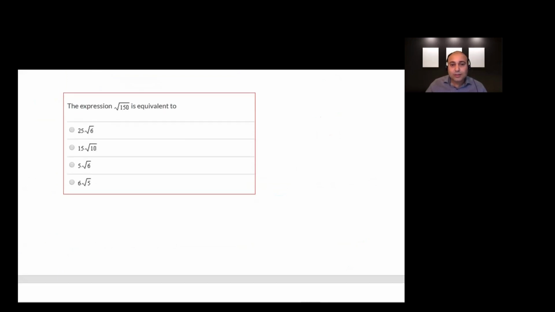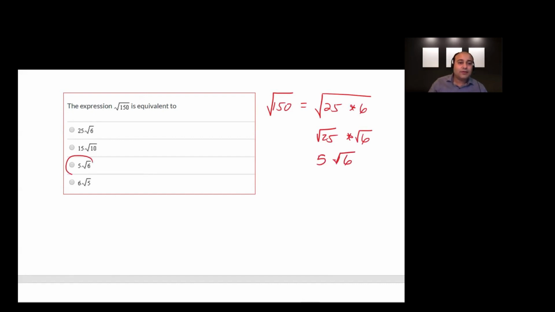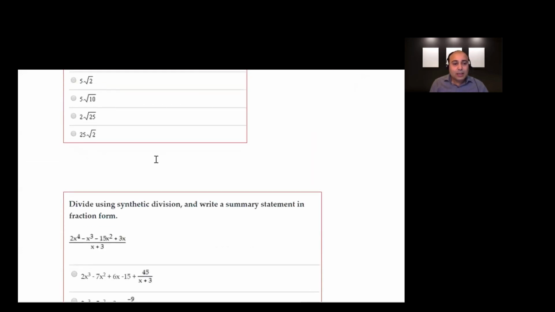6. So the square root of 150 is equal to the square root of 25 times 6. Square root of 25, times the square root of 6. Square root of 25, which is 5, times square root of 6. 5 square root of 6. Perfect. Let's move on.